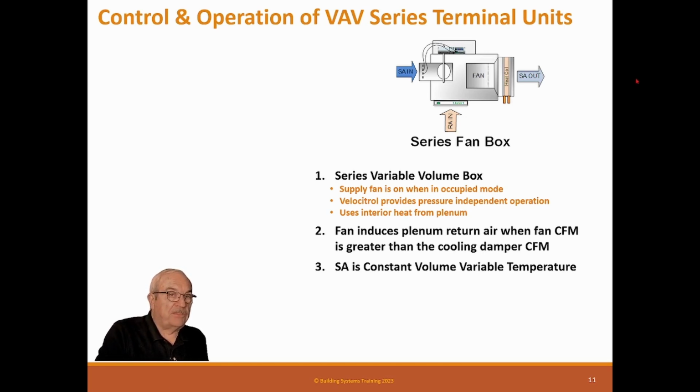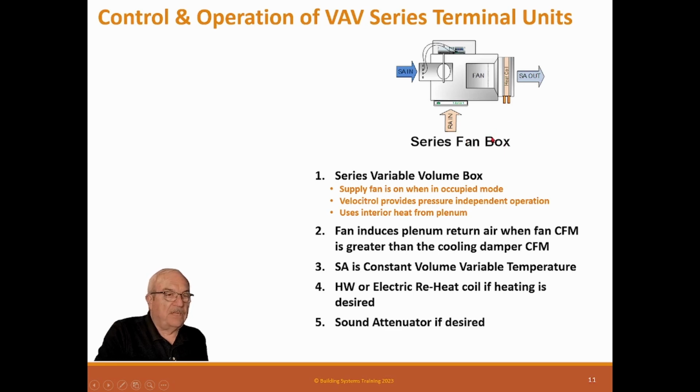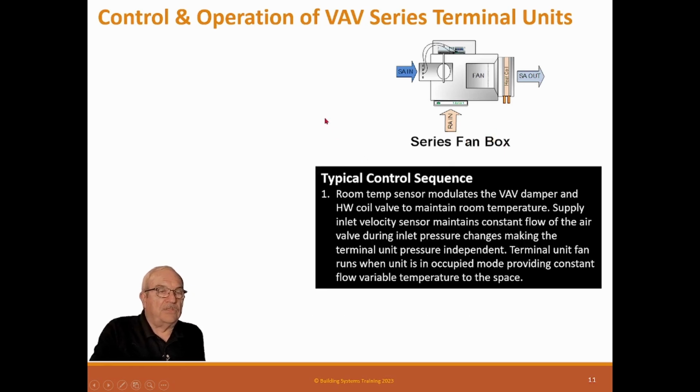Or you might have sterile rooms or something like that in a hospital that have to have a constant pressure differential. In that case, you don't want VAV because it can mess up stuff. So we'll have a constant volume. You can have a hot water or electric reheat if you want. You can have a sound attenuator if you need. Now, its sequence is similar.